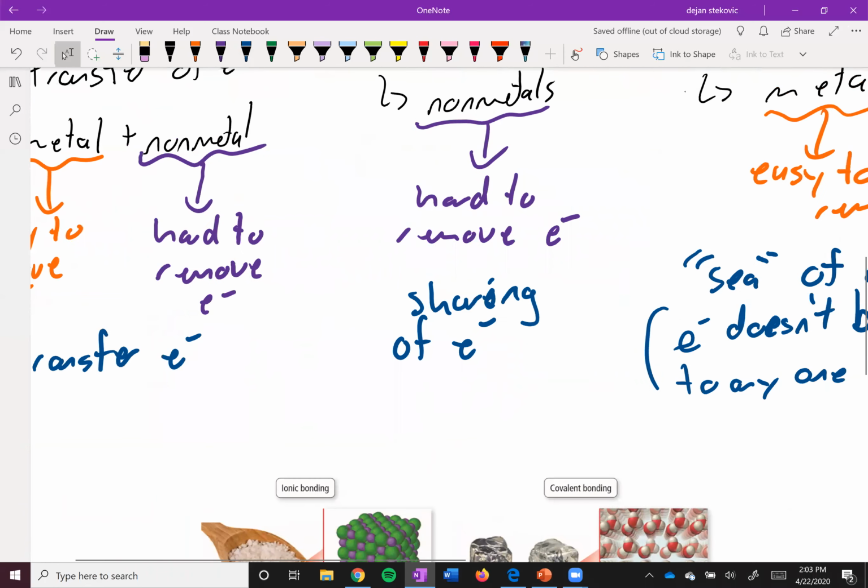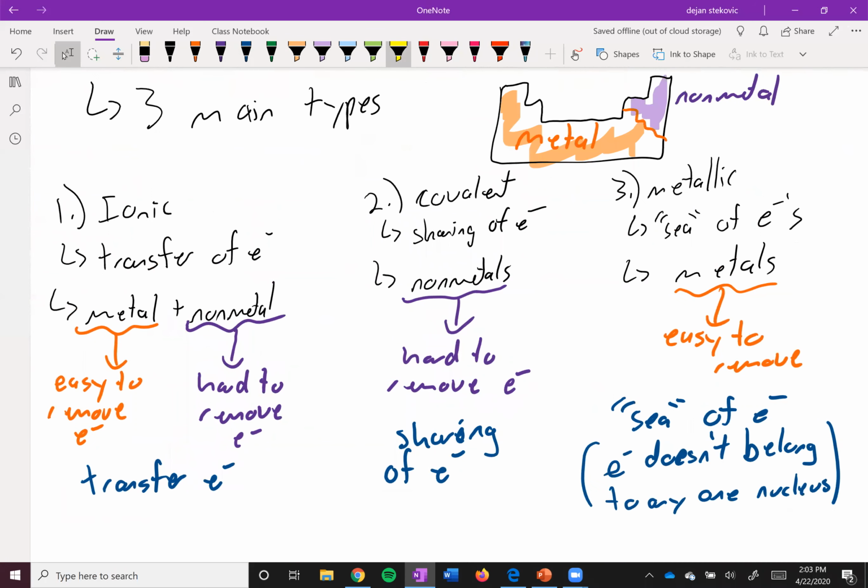So we'll go into much more detail for all of them. Today, we'll be focusing on ionic compounds and metallic compounds, and we'll save covalent for next time.